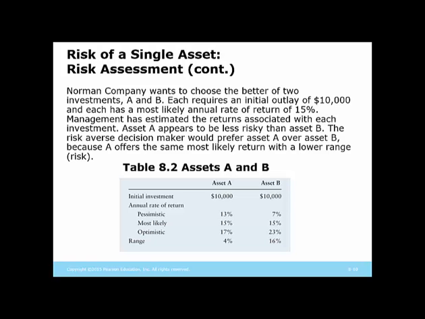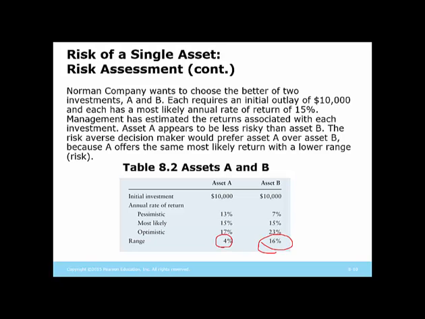So let's talk about a couple of assets. We have assets A and B. We're going to invest $10,000 in both. And if you bought asset A, the best thing that could happen to you is 17%, and the worst thing is 13%. For B, the best thing's 23%, and the worst is 7%. Now the range of these, 4% is the range for A, and 16% is the range for B.